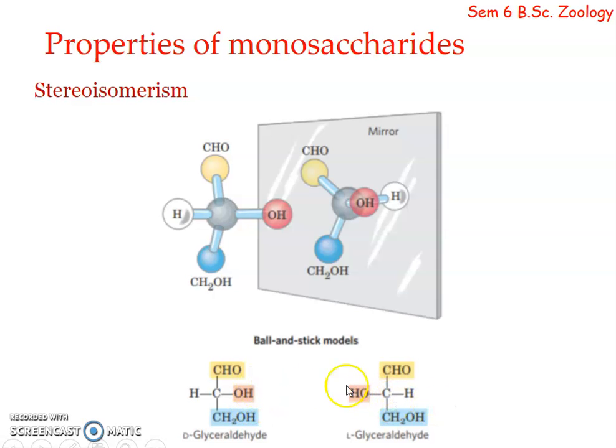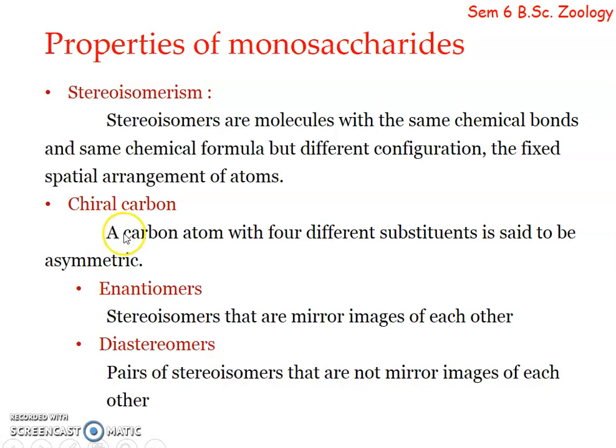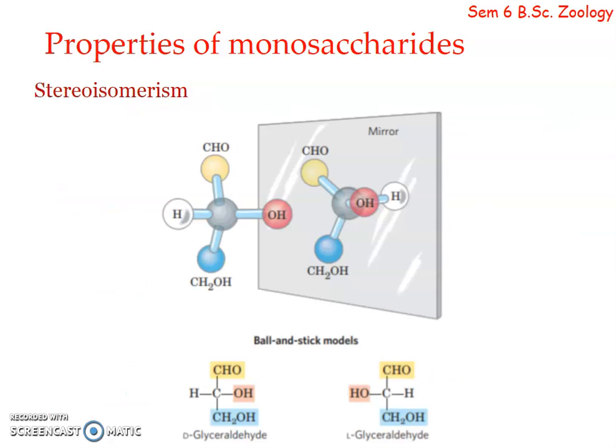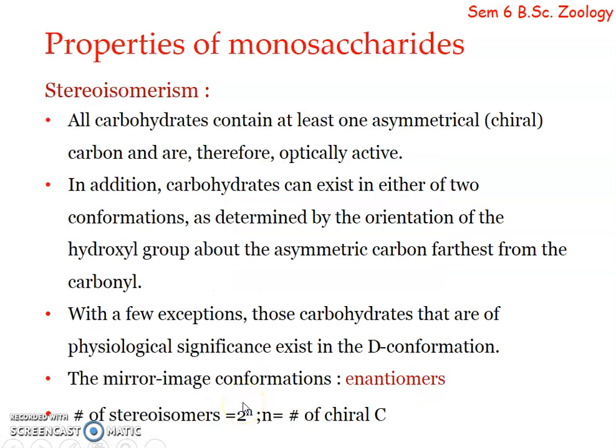Okay, so it results in two different isomers. So we have the D isomer and we have the L isomer. Okay, so that is about the stereoisomers, where the spatial arrangement of the substituent groups differs. But basically the molecular formula is the same. Here it is C3H6O3. Here also it is C3H6O3. Right? So we have two stereoisomers.